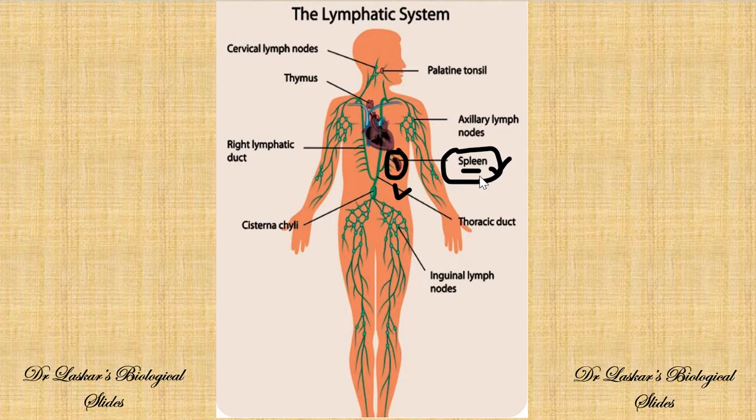So the spleen is the most important lymphatic organ in the body. It provides immune power. All the parts of the lymphatic system help in immune responsiveness.